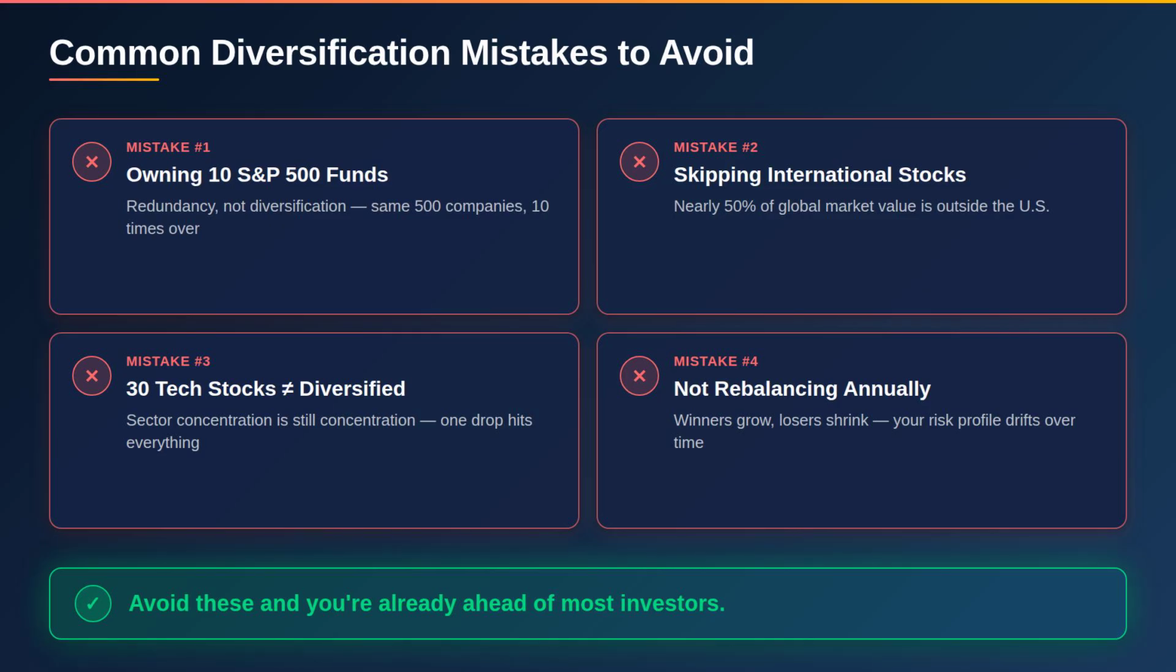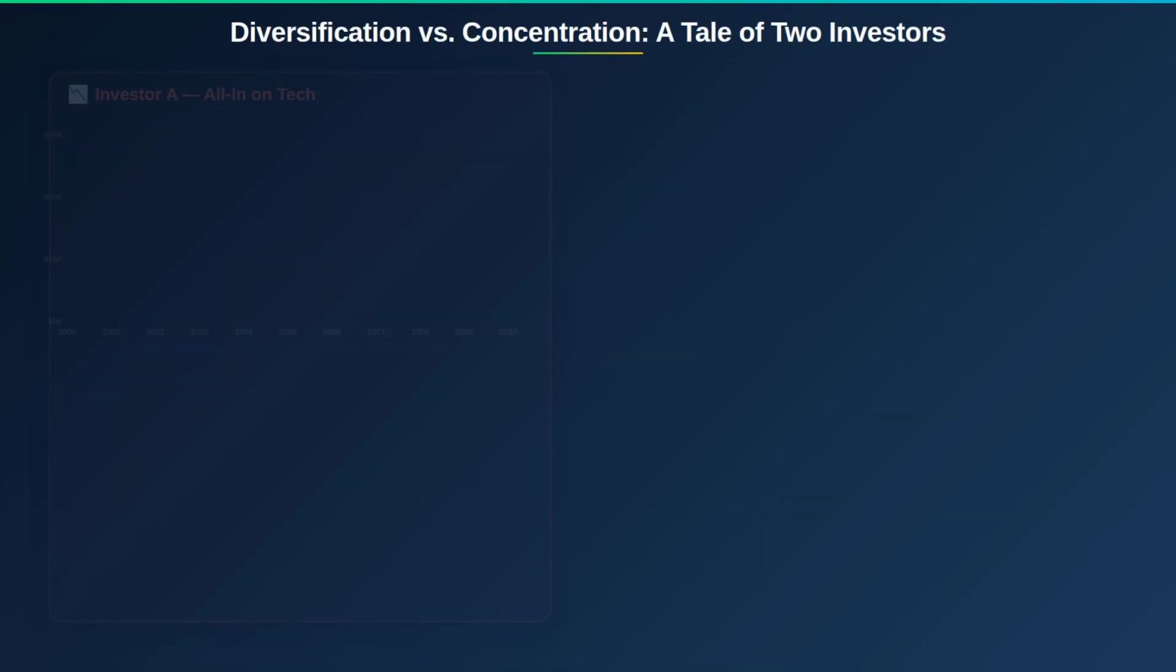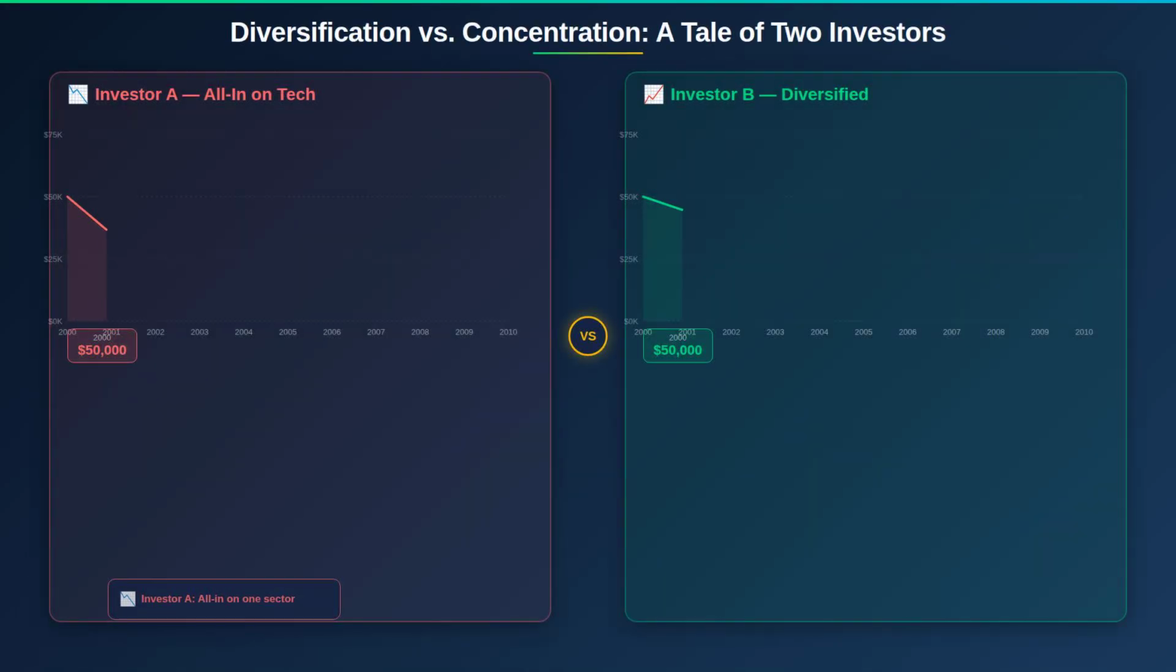And finally, not rebalancing. Over time, your winners grow and your losers shrink, which means your allocation drifts. Rebalancing once a year keeps your risk profile on target.